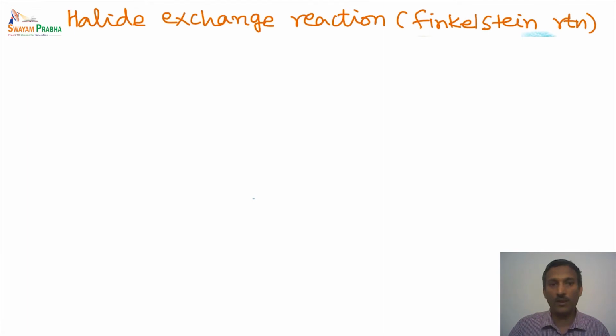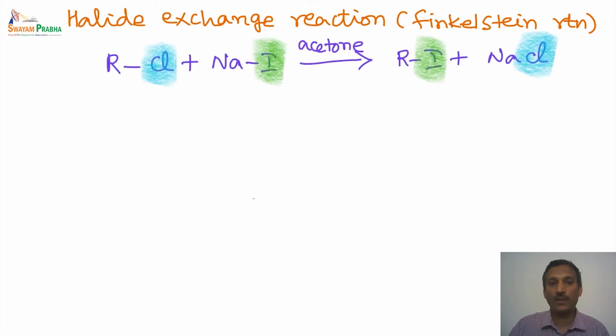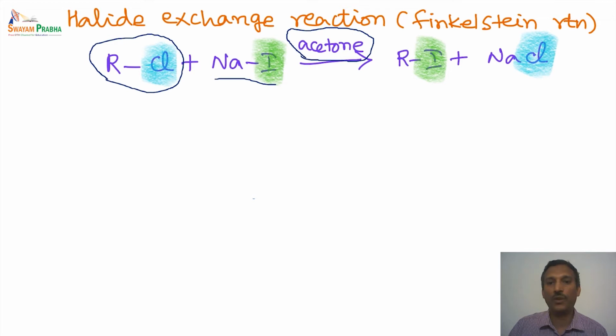Let us look at the next synthetic method of alkyl halides. This is a halide exchange reaction or Finkelstein reaction. In this reaction, an alkyl halide, that is a lower alkyl halide, is treated with sodium iodide or sodium bromide, that is a higher salt of the halide, in the presence of an organic solvent, basically acetone, to give the corresponding alkyl iodide and sodium chloride.